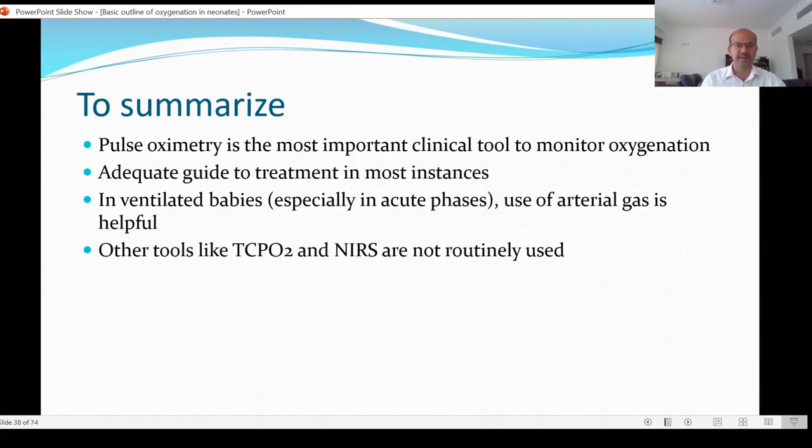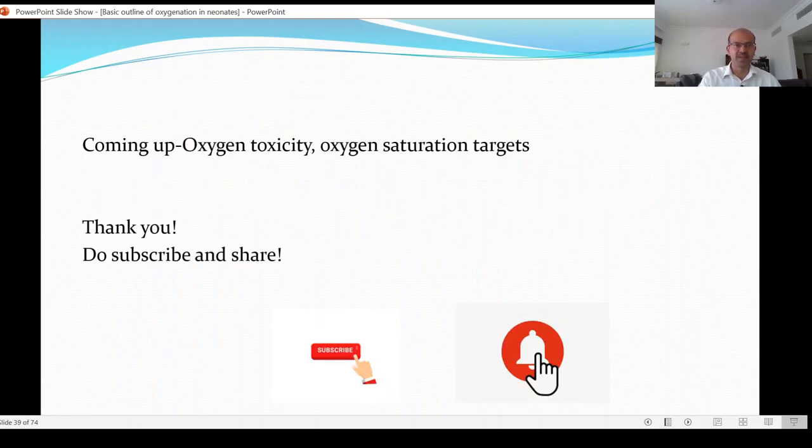because nowadays we don't ventilate long term. We try to extubate at the earliest, and as long as you understand that you are within a range, you understand what you're doing, you accept a little bit of physiologic pulmonary hypertension, you titrate through that phase. You don't overdo your ventilation. So over-ventilating also is harmful. It affects the oxygenation in the lungs as well. And other tools like transcutaneous and NIRS are not routinely used, and obviously you have selective situations where it may help you. So as I said, I'll be making the next video on oxygen toxicity and oxygen saturation targets.